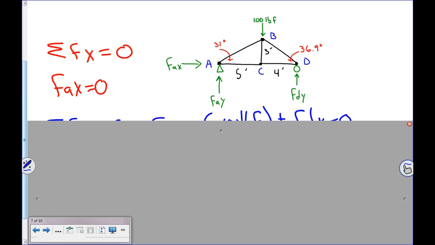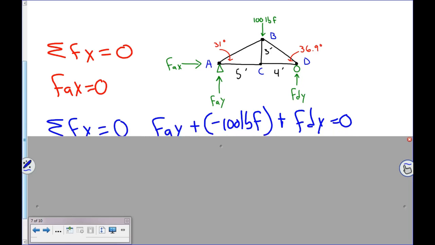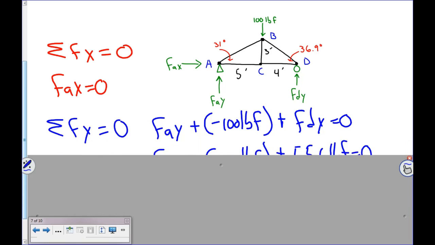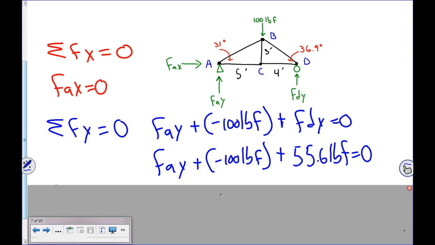Plus FEY. Wait a minute, didn't we just solve for that? Let's just go ahead and plug it in then. We already solved for that one, that's good. All that equals what? 0. That's easy. So make sure you have what I do. FAY minus 100, FDY, then I substituted, and let's go ahead and solve for FAY.